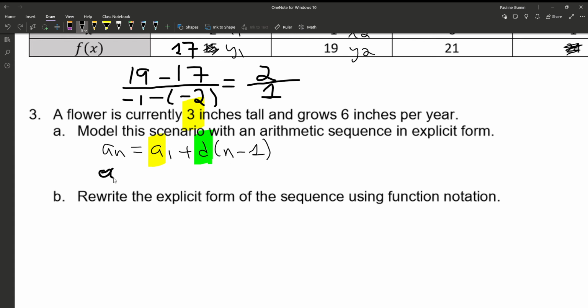So we have a(n) equals. A1 is our beginning, so our flower starts at 3 inches. D is our common difference, our average rate of change, our pattern, 6 inches per year. That's it for letter A.